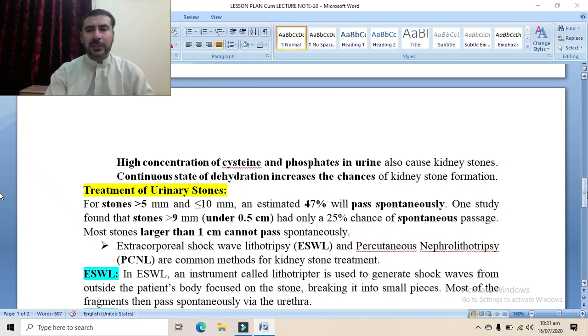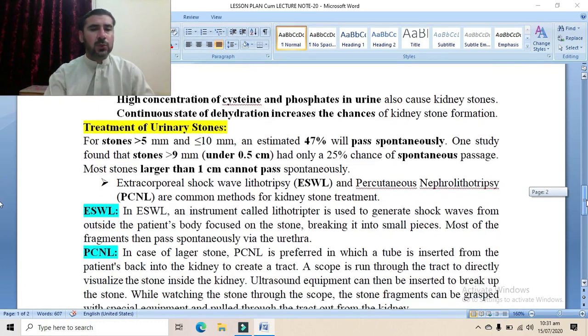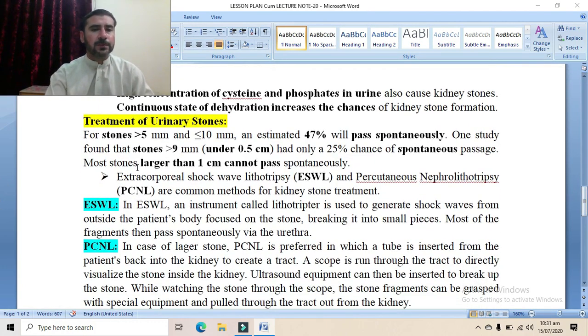Now, what are the treatments of these urinary stones? Normally, small stones, more than 5 mm and up to 10 mm, have a 47% chance that they will pass spontaneously. Whenever we drink a lot of water, there are chances that they will spontaneously move out of the urinary tract.